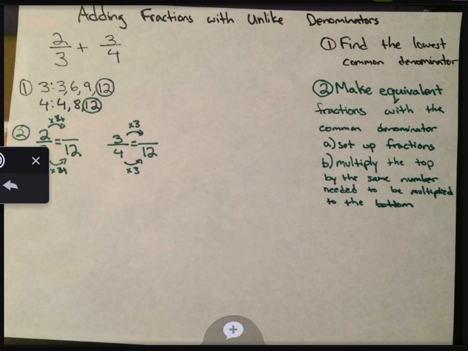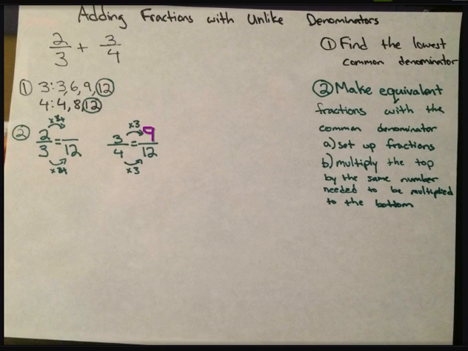So if I know that I need to multiply the bottom 4 by 3 to get 12, I need to do the same exact thing to the top to make sure that we're not changing that number. So I multiply 3 by 3, and I get 9.